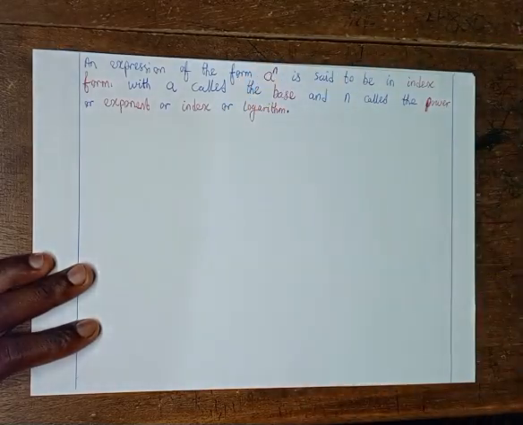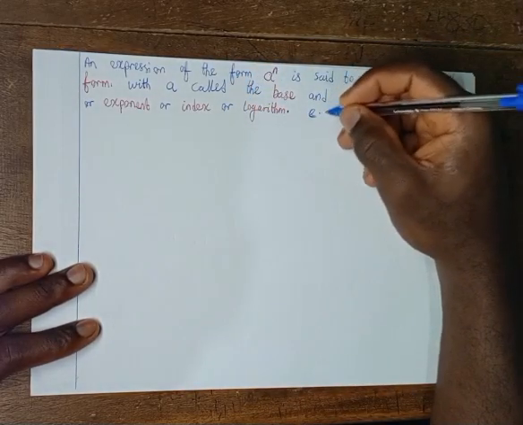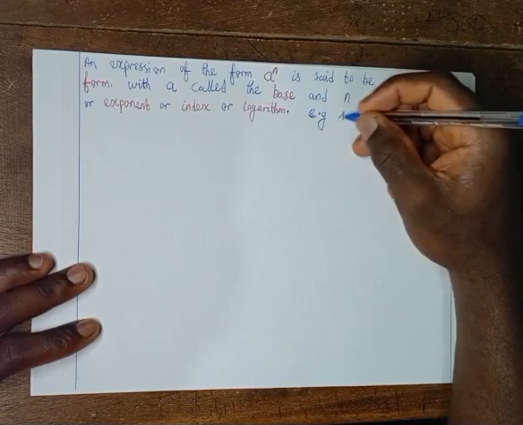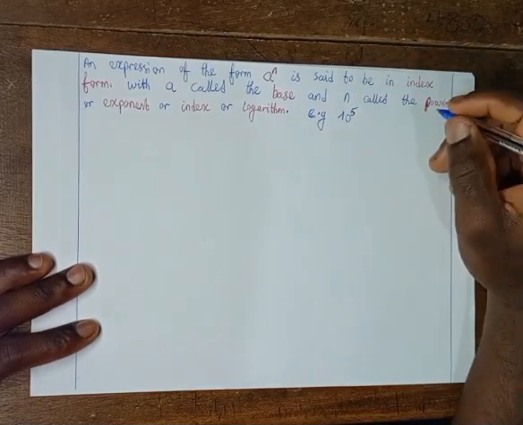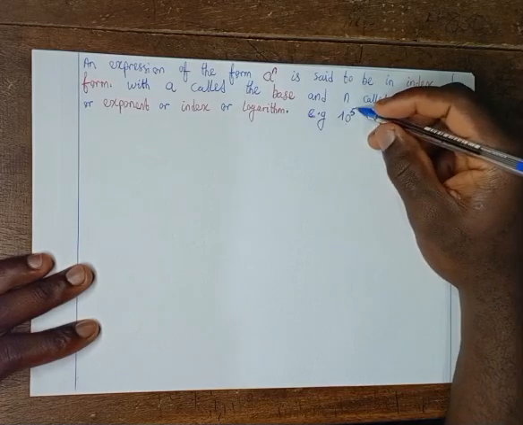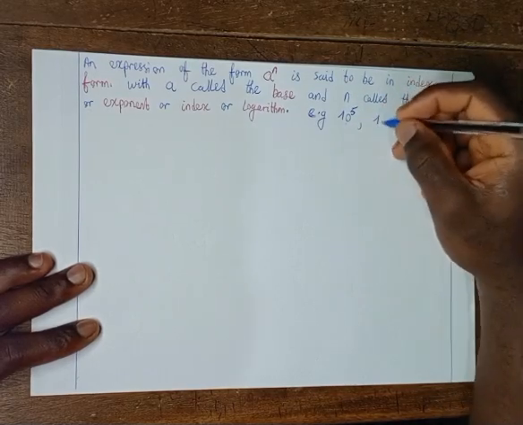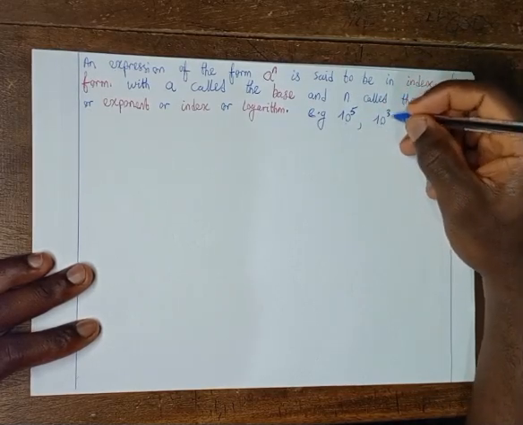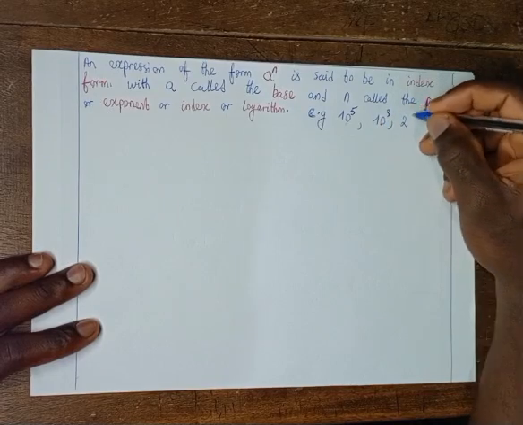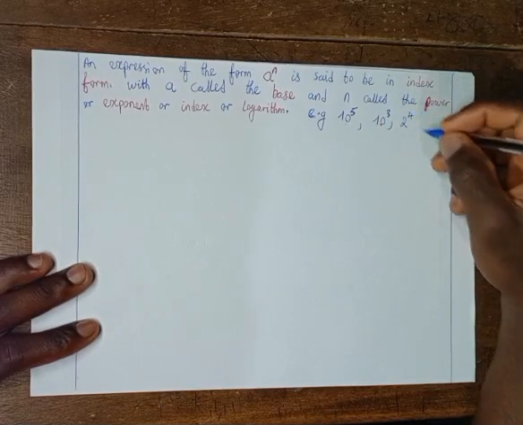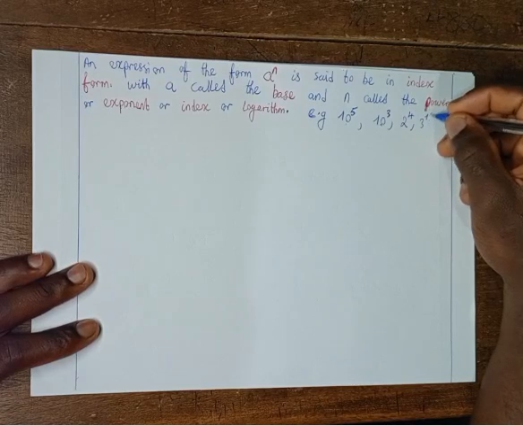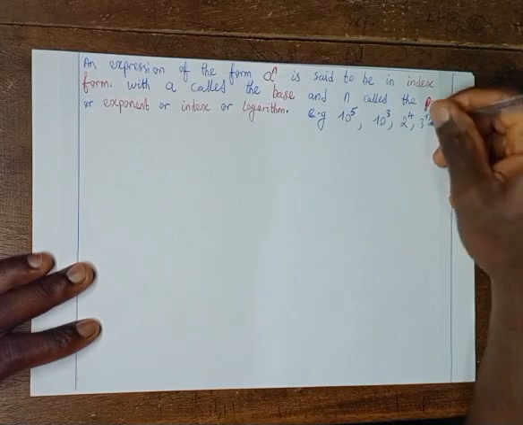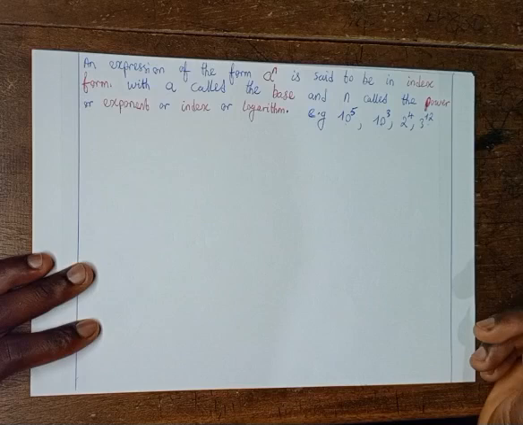Let's take for example, 10 to the power 5. This is a number in index form. 10 is the base, 5 is the power. You have 10 to the power 3 is in index form. 2 to the power 4 is in index form. 3 to the power 12 is in index form. These are all numbers in index form, so you take note of that.